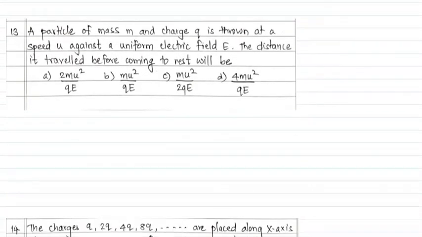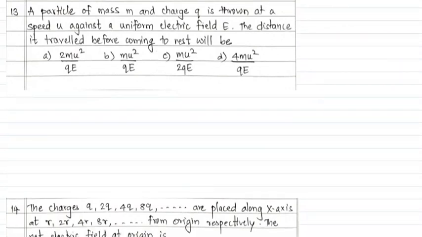13th. A particle of mass m and charge q is thrown with speed u against the uniform electric field E. He says against. You are required to find the distance traveled before coming to rest. The initial velocity is given as u. Finally it comes to rest, which means the final velocity is 0.